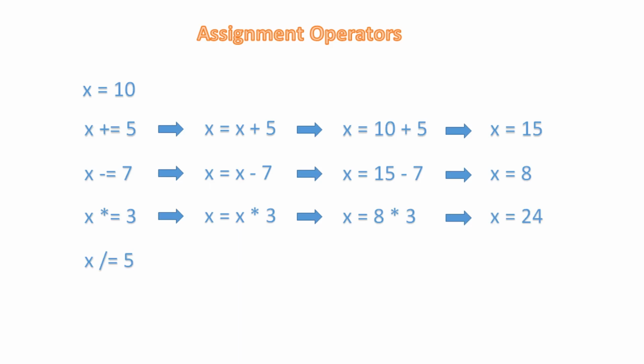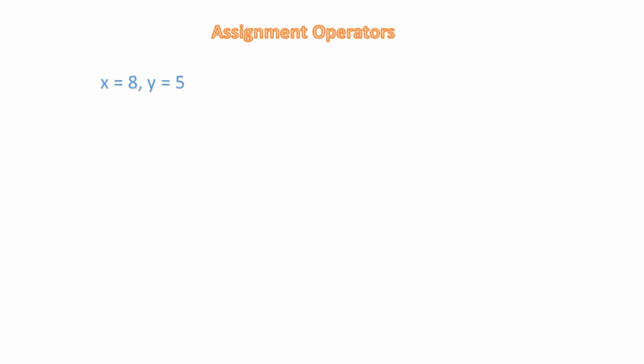X forward slash is equal to 5. It is same as x is equal to x divided by 5. Current value of x is 24. So 24 divided by 5 is equal to 4.8. Now 4.8 is reassigned to the variable x. Let's assign x is equal to 8 and y is equal to 5. X percentage is equal to y. It can be written as x is equal to x mod of y. Initial value of x is 8 and y is 5. So 8 mod of 5 is 3. 3 will be reassigned to x.